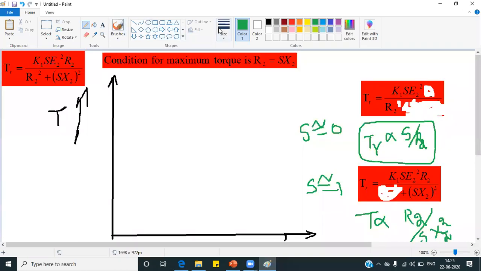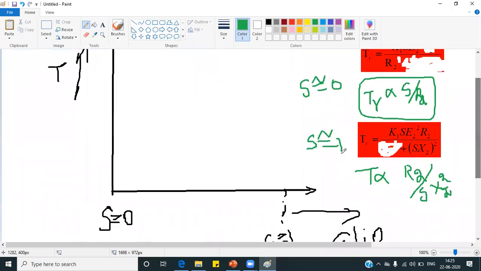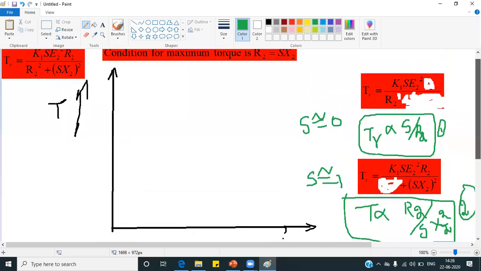Now see, I will make some dots over here. These are the two equations, equation 1 and equation 2. These are some conditions. With these two, I will try to plot the torque slip characteristics. Okay, so that is the case.